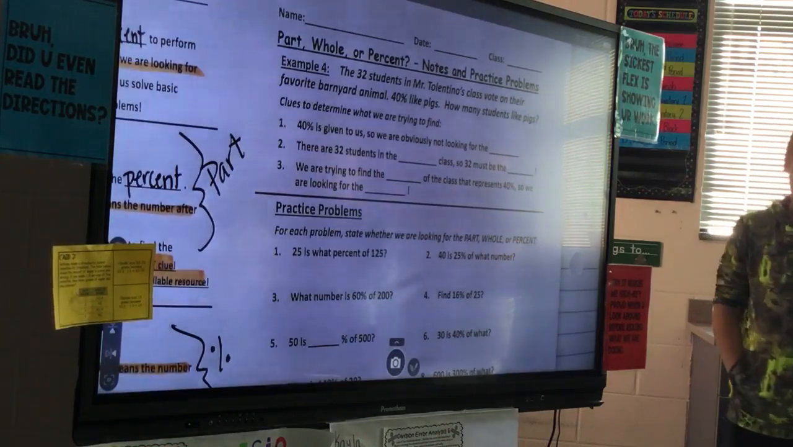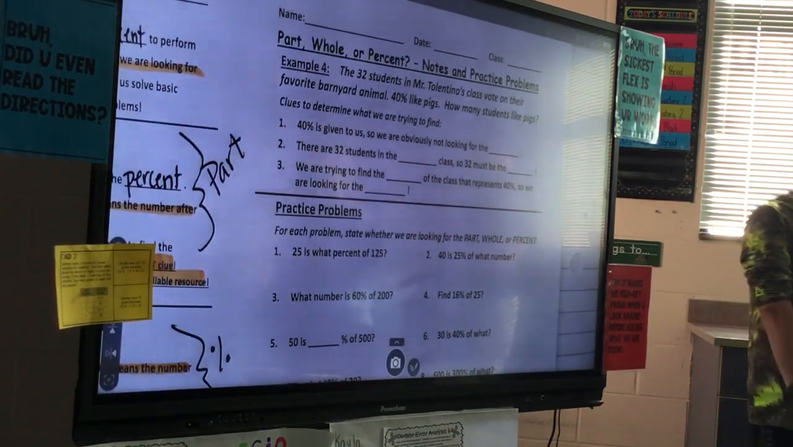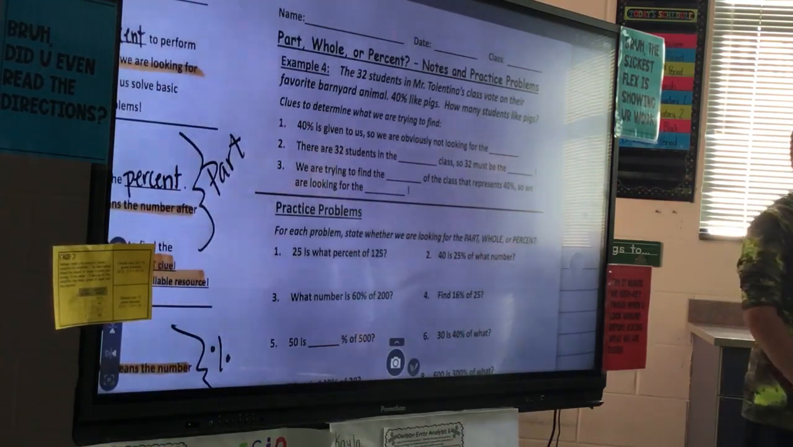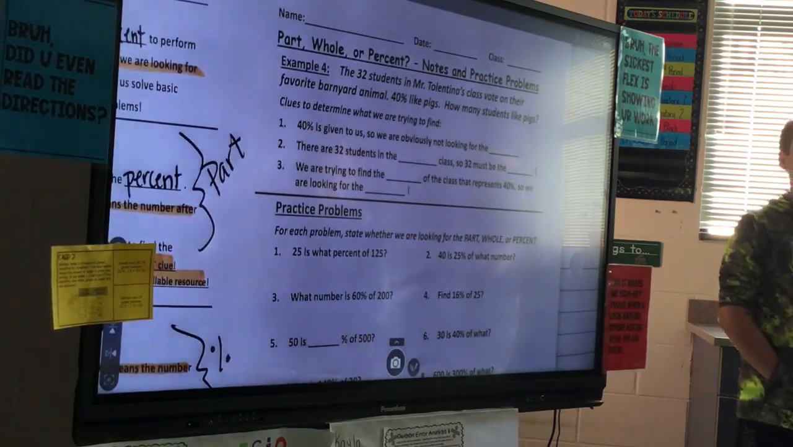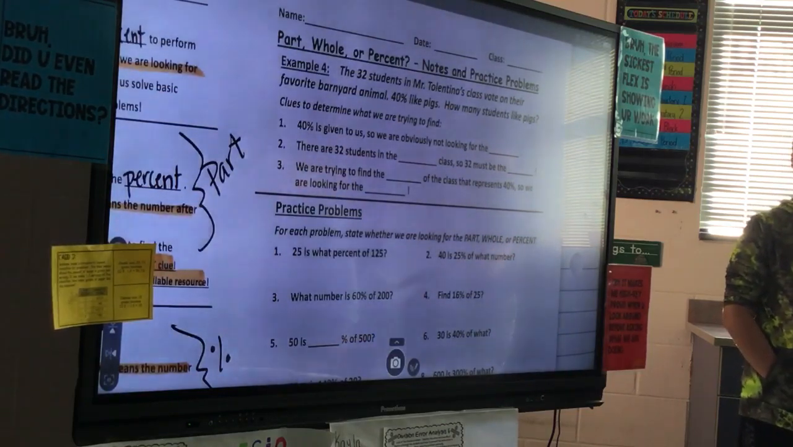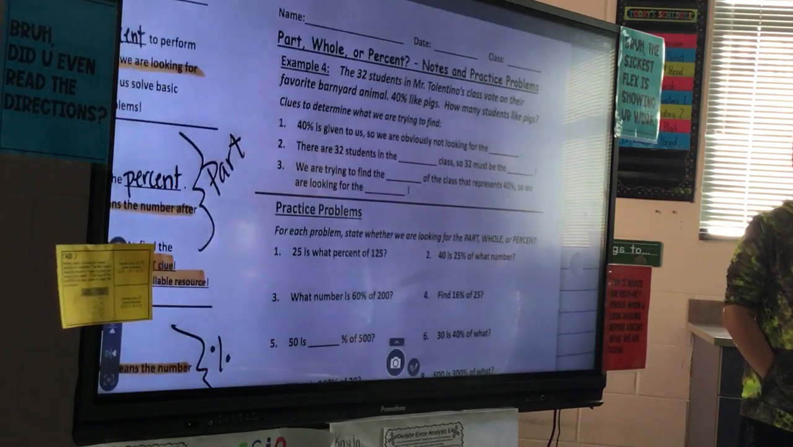So again, you're annotating, guys. You're not solving, you're not doing anything. You're just highlighting or underlining the important stuff in that question. All right, have a seat.